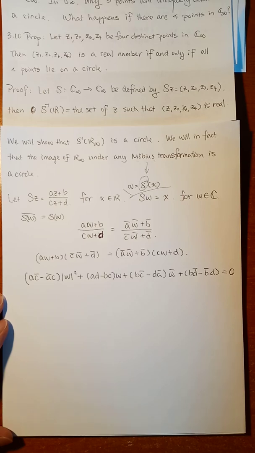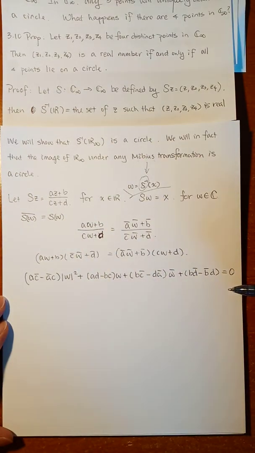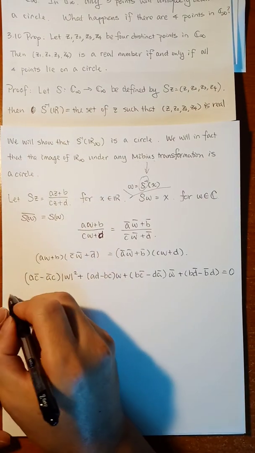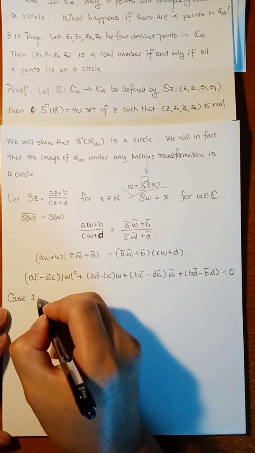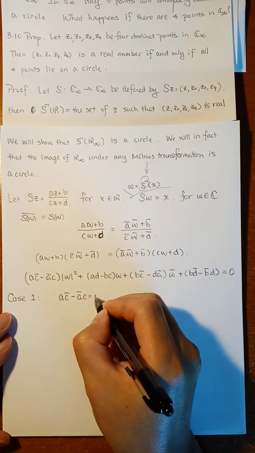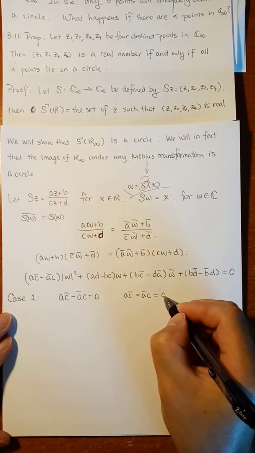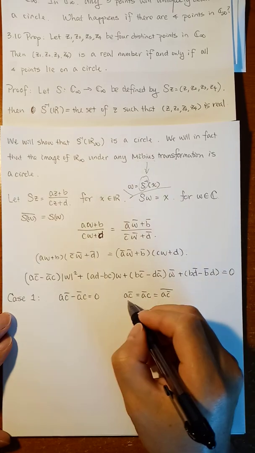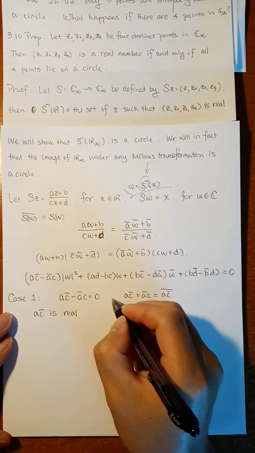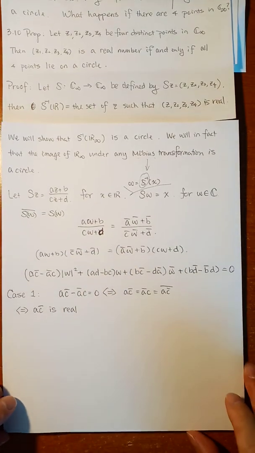Okay, so what's next? Now we have this quadratic condition. For a quadratic, you have to really get a non-zero leading term. So two cases. Case 1, if this one is 0, then AC bar is A bar C, it is the AC bar conjugate. So it means AC bar is real.